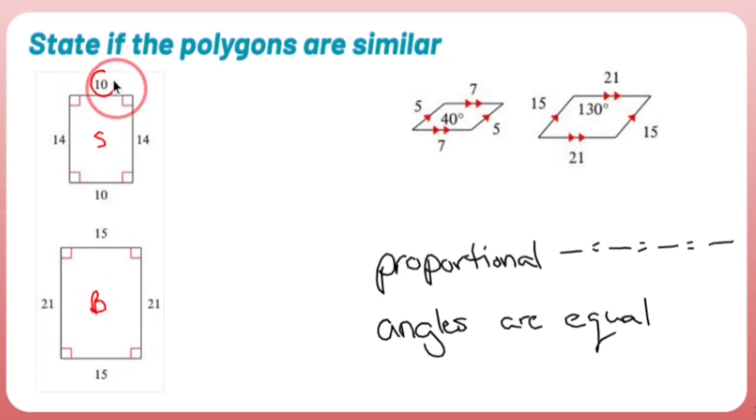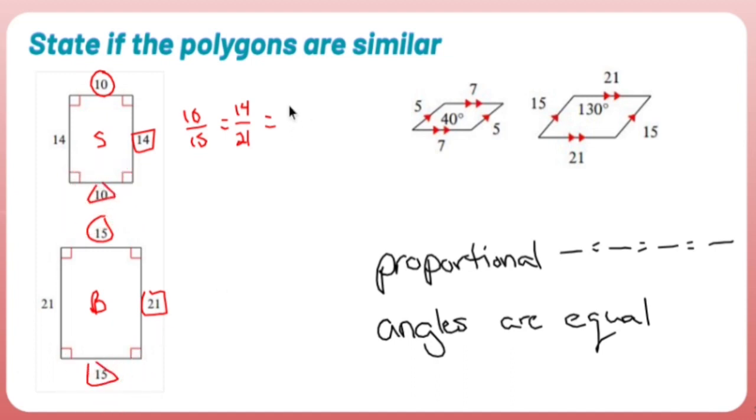So I'm going to see if 10 matches up with 15, so 10 over 15. And I'll go clockwise here. See if that matches up with 14 over 21. Then see if that matches up with 10 over 15 again. And I have to see if that matches up with 14 over 21. Now, notice a lot of these are repeats, so I don't have to overthink that.